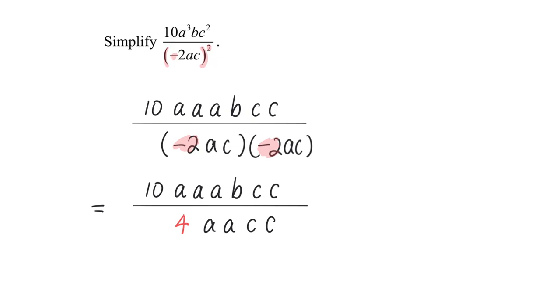And at this point, I can continue to simplify by dividing the numerator and the denominator by the common factors. So I look at the number first. The common factor is 2, so I divide by 2. I'm left with 5 and 2. I divide by A, divide by A, divide by C, and divide by C. And that leaves me with 5AB as the numerator, and the denominator, 2.